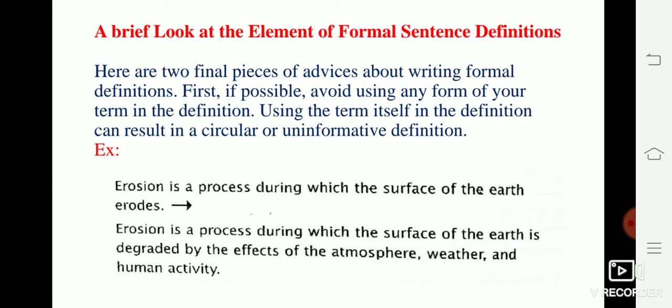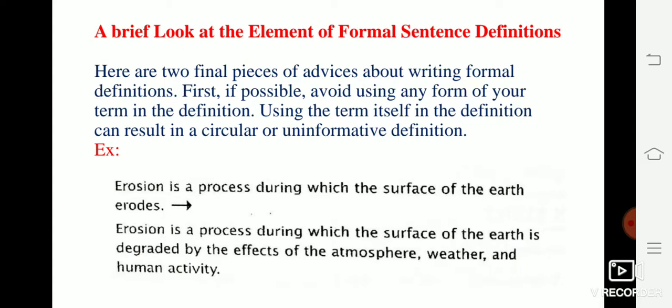Okay. So avoid using the term which is already in the definition itself. Try to use different terms to give a more informative definition, everyone. You get this one, okay? So what they want you to do is avoid using any related words in the definition. Like erosion is the term, and then you use the word erodes in the definition, which is not quite informative, okay? Right.